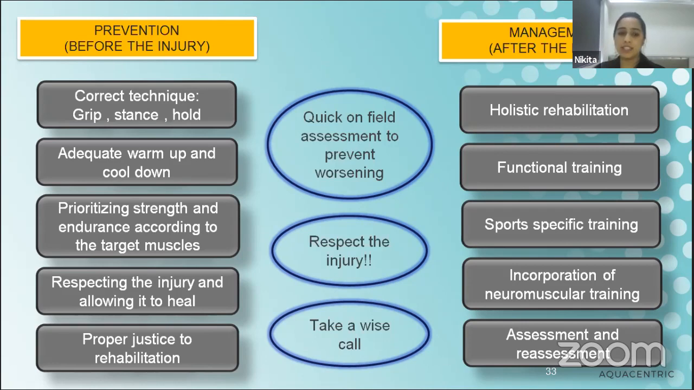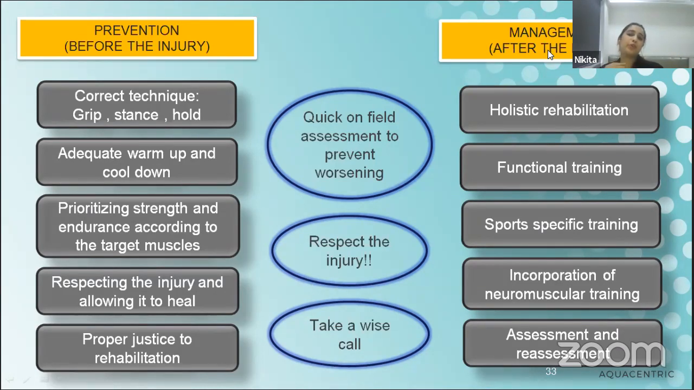They should respect the injury. What I mean by that is every tissue in our body, be it a ligament, a bone, or a tendon, has its own specified time frame of healing and its own phases of healing, and those phases have to be respected. Your treatment has to be in line with those healing phases because that is physiological and anatomical. Proper justice should be given to rehabilitation. Don't be in a hurry to go back to sports. Finish your rehabilitation, get a green go, and then you're good to go.